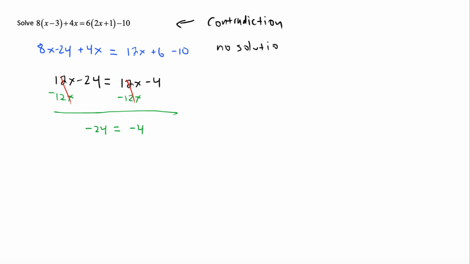There is no value of x that we can plug in here to make the left side equal the right side. And this is the part of the equation that tells us that. How can 12x minus 24 equal 12x minus 4? No matter what we plug in for x, the left side will never equal the right side. Okay, so this is a contradiction, which means that there is no solution.